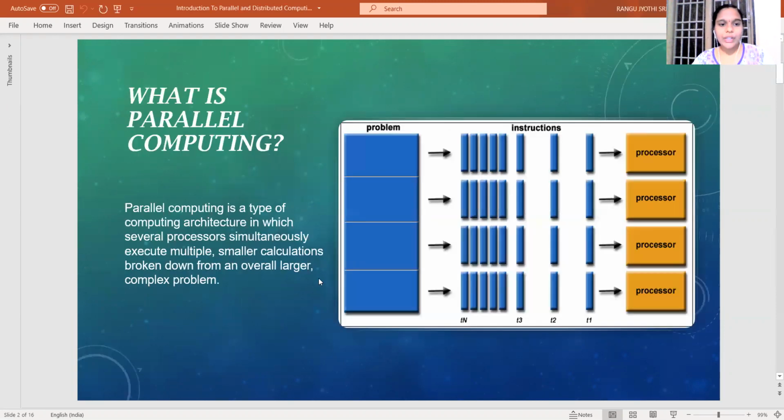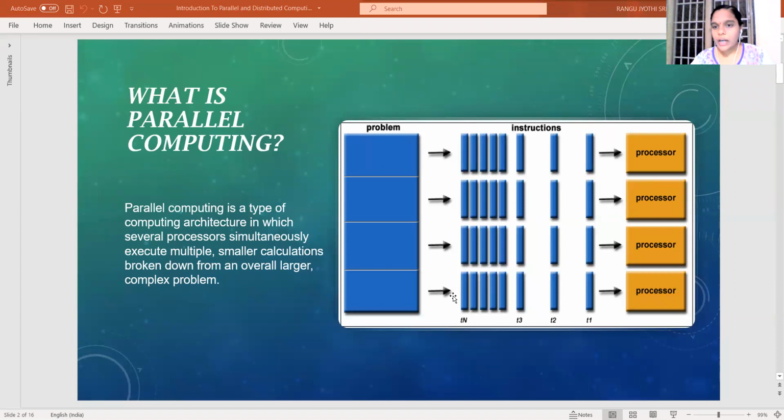What is parallel computing? Parallel computing is a type of computing architecture in which several processes simultaneously execute multiple calculations, breaking down a complex problem. That means that when there is a complex problem, it will divide that problem into smaller parts and finally process and solve it. The goal of parallel computing is to complete the work in a faster way.